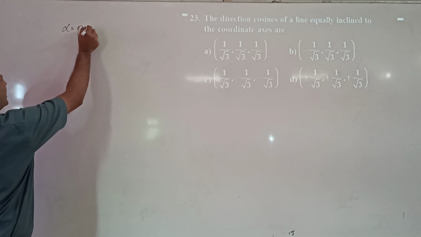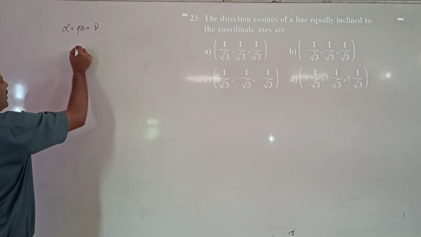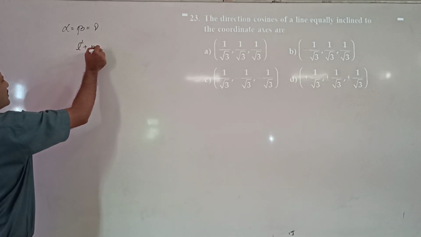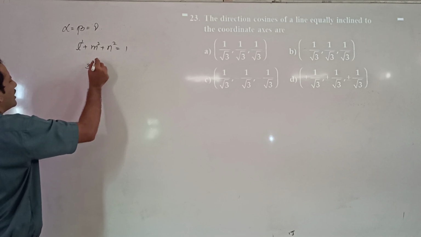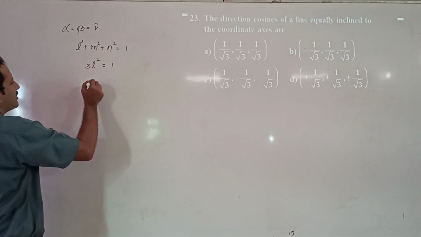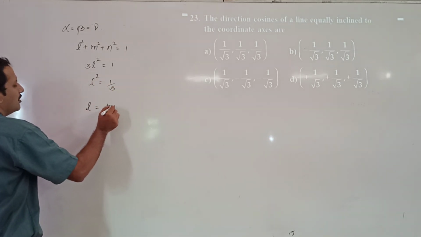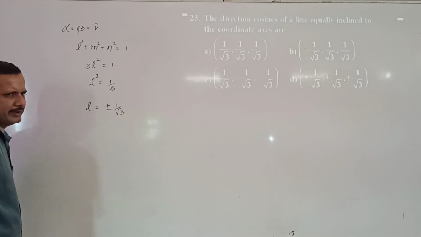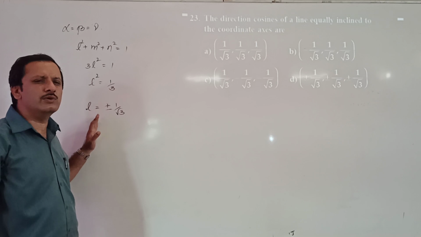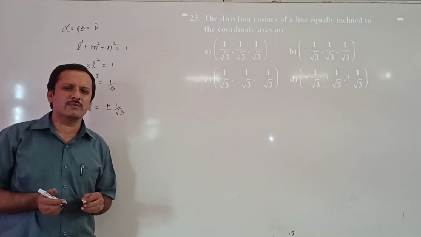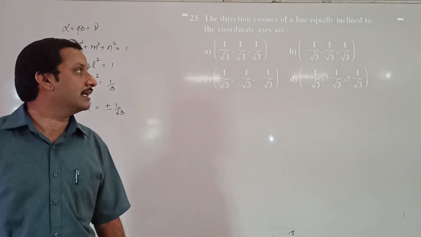Alpha is equal to beta is equal to gamma. So you get l square plus m square plus n square is equal to 1, you know. So here you are going to get l square, l square, l square. 3l square equal to 1. l square is equal to 1 by 3. So l is equal to plus or minus 1 by root 3. Similarly, m is also plus or minus 1 by root 3. n is also plus or minus 1 by root 3. So option D is the correct answer.